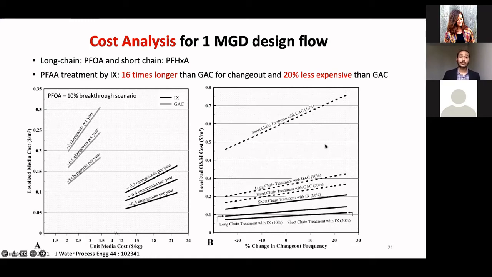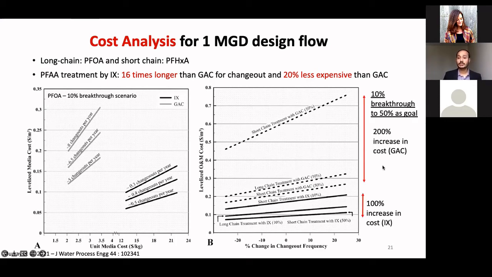The treatment goals can also play an important role in the cost. Here they analyze a scenario where the treatment goal could be either a 50% short chain compound breakthrough or a 10% short chain compound breakthrough. Their analysis showed there's a 200% increase in the cost for GAC treatment if the treatment goal was changed from 50% to a 10% breakthrough for short chain compounds. A similar 100% increase was also observed for ion exchange treatment when the goal was changed from 50% to 10% breakthrough.